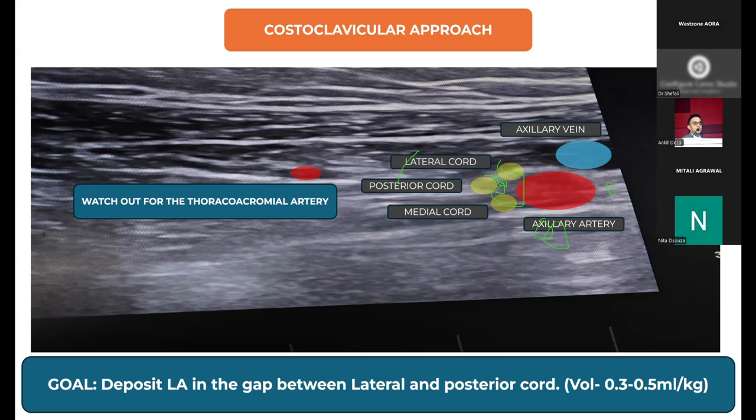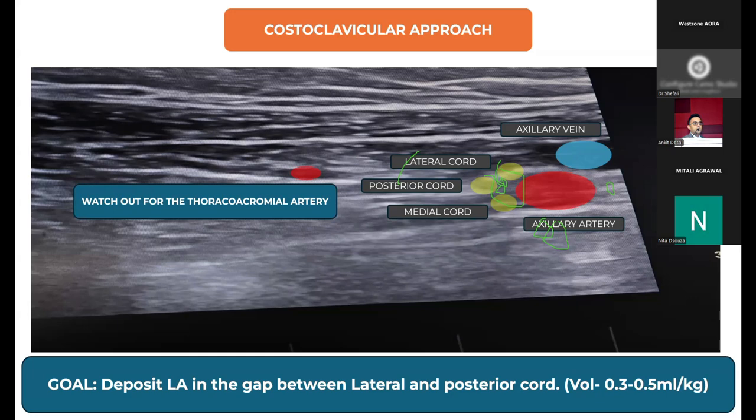There are a number of studies coming up nowadays showing that, instead of continuous infusions, intermittent boluses are far better. This is true in all blocks, even for fascial plane blocks and for this particular approach. The advantage of the costoclavicular approach is that secondary failure of the block is far lesser than with the lateral infraclavicular block.